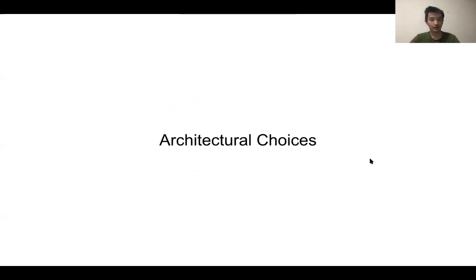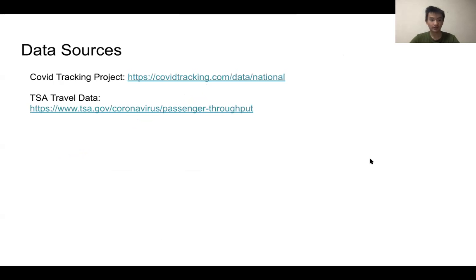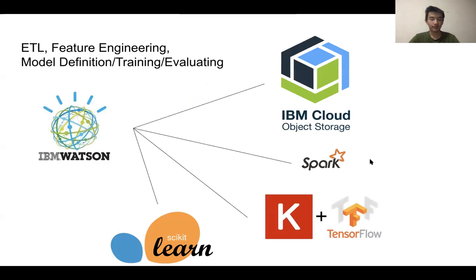All right, so let's now talk about more data science specific information. The architectural choices: the data sources I already talked about, the COVID Tracking Project and the TSA travel data. The links are provided here. But also the ETL, feature engineering, model definition, training, and evaluating are all done in IBM Watson Studio, specifically the Jupyter Notebook, because it gives me access to cloud object storage and Spark, specifically Spark data frames, which allow me to join the data. In cloud object storage, I can store a lot of the preprocessed data, as well as load all this data and the models.